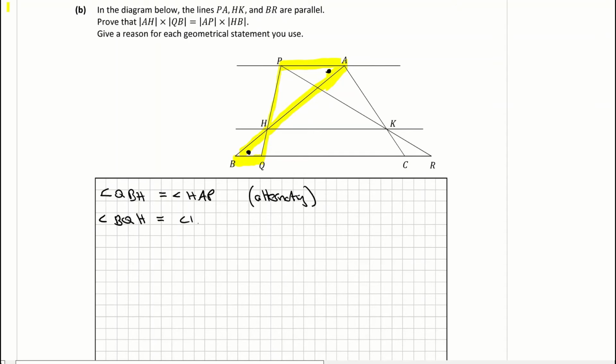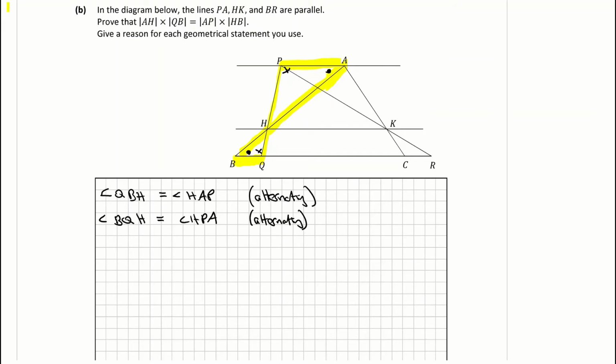The next statement I'm going to make is the angle BQH is equal to the angle HPA. And that angle is BQH. I'll just put a little X on that angle. And HPA is this angle here. So don't mind that line segment there, P to K, just imagine that it's not there. And the reason why those angles are equal again is because they are alternating.